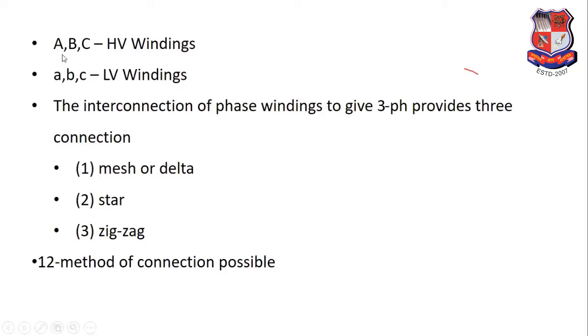As we know, in any type of transformer, there are basically 2 windings. One winding is known as the HV winding, that is the high voltage winding. Second winding is known as the LV winding, that is the low voltage winding. In this particular connection, in HV winding, we use capital letters. So capital ABC is used for the 3-phase HV winding. And in case of LV winding, we use small letters, that is small a, b, and c. Okay. Now, next.